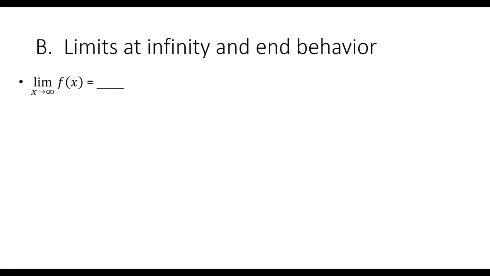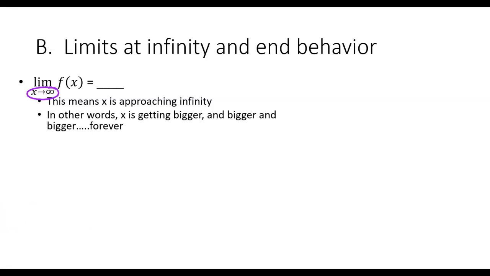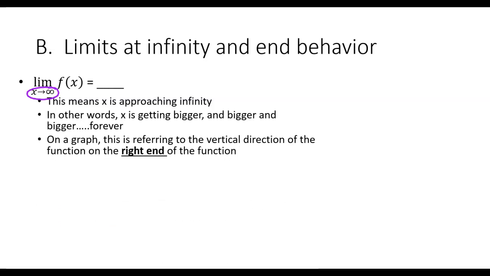So on this one, x is approaching infinity. This means x is approaching infinity. In other words, x is getting bigger and bigger and bigger. On a graph, what would that look like? Well, on a graph, where does x get bigger? Which direction does x get bigger in? To the right. So I would like you guys on your notes to circle this and draw an arrow to that. So from now on today, when you guys see x is approaching infinity, I want you to understand that's talking about the right side of your graph.